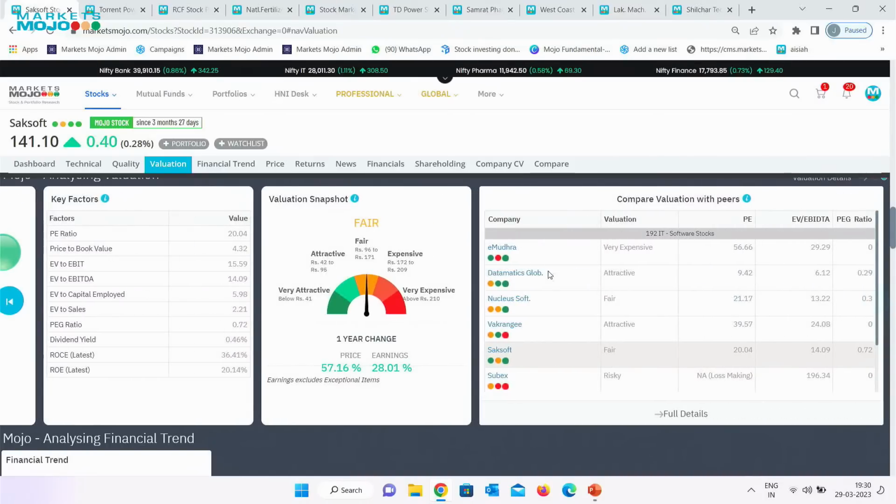For e-mudra, you'll have to pay 56 rupees for every 1 rupee the company earns. Now you know why it's very expensive. It's highlighted here, very expensive. So that's how we use the PE ratio, and we divide it by growth, where it's 0.72. So it's a go ahead.